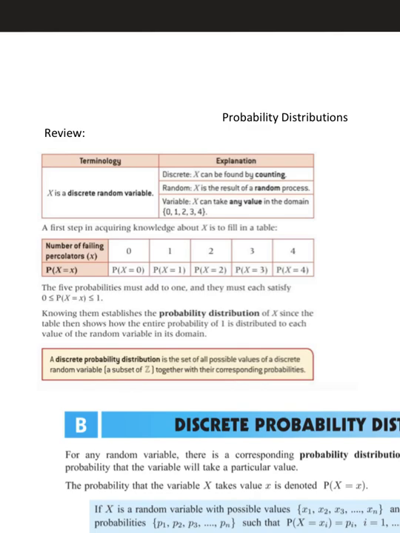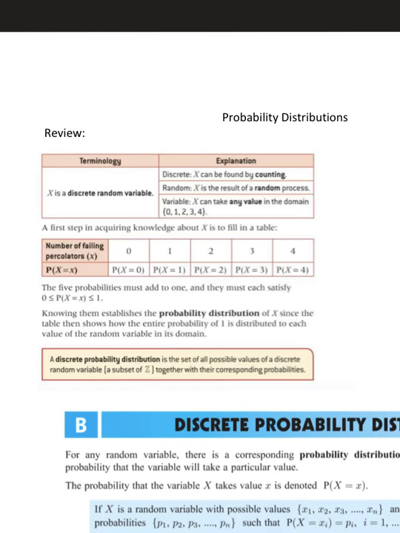So, just to review, a quick reminder of random variables. Remember that we're just going to be talking about discrete random variables, and we notate our discrete random variable with a capital X, and those discrete random variables can be found by simply counting, unlike continuous random variables that are measurable. We call it a random variable because it's the result of a random process. It's not systematic. Variable X can take any value in the domain 0, 1, 2, 3, 4. That's just one example. Okay?